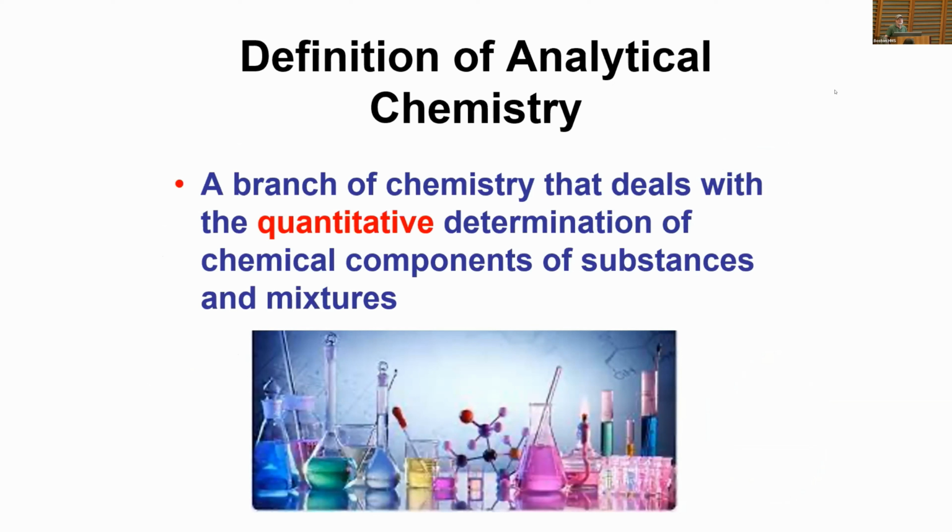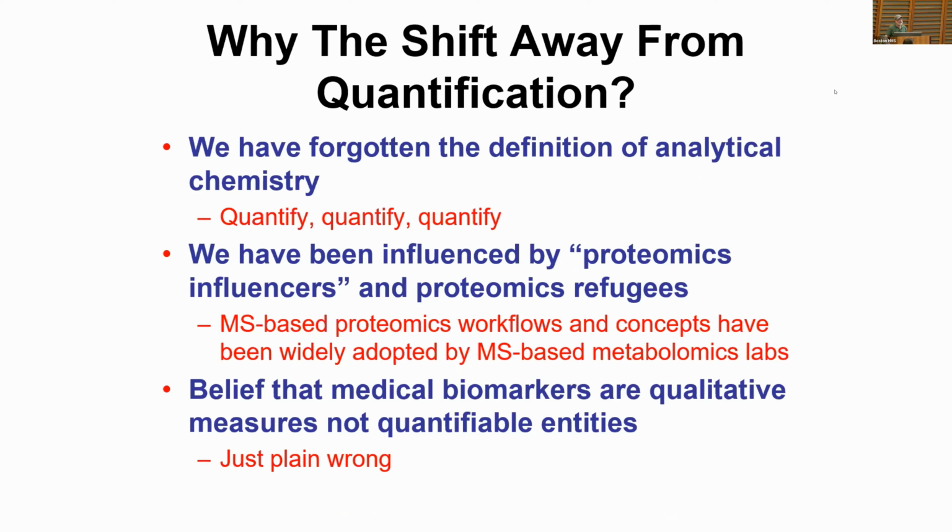Everything that we've been doing for more than a century in analytical chemistry is about quantitation and getting things that are numbered and standardized. This is what metabolomics was supposed to be. So why have we shifted away from quantification? One, I guess we've forgotten the definition of it.